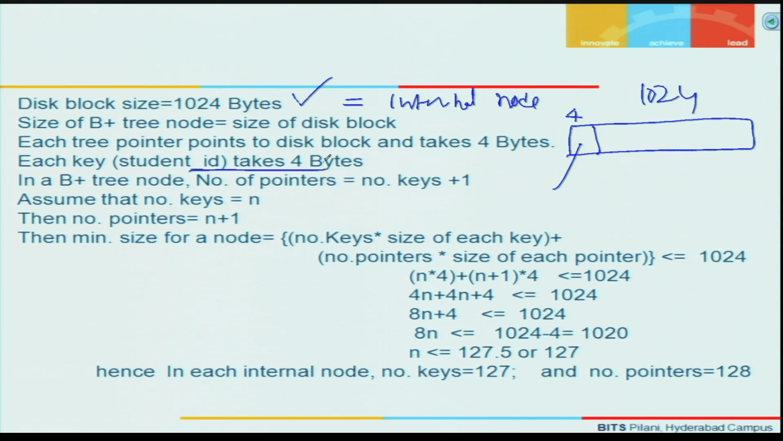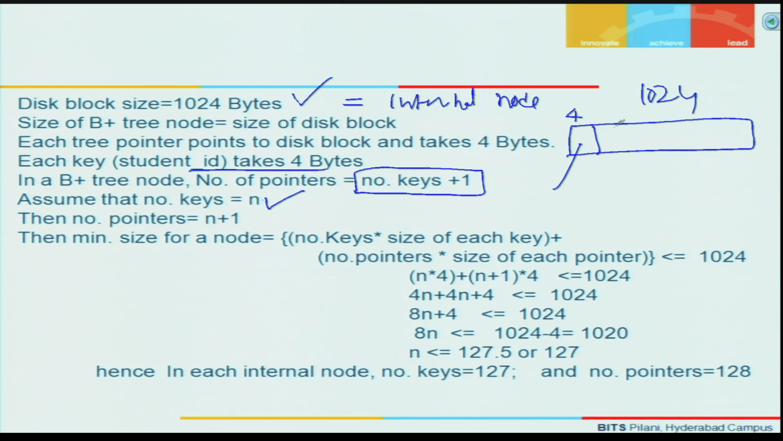And in a B plus tree node, the number of pointers will be the number of keys plus 1, or the number of keys is equal to the number of pointers minus 1. Since I don't know how many keys can be accommodated there, I assume that the number of keys that can be accommodated in each node, that is each disk block, is equal to n. If I have n keys, how many pointers can there be? It is exactly n plus 1.